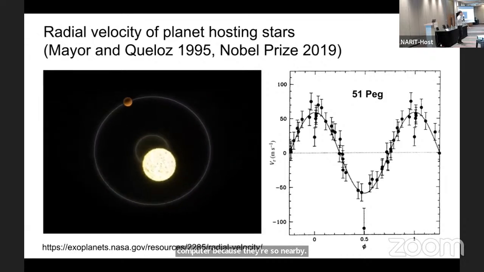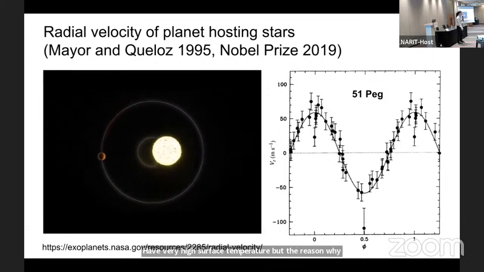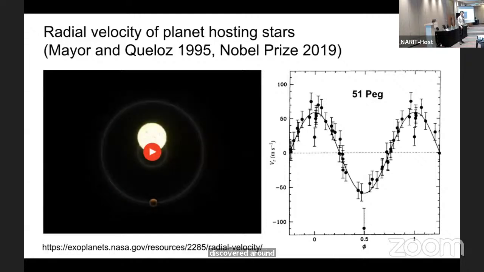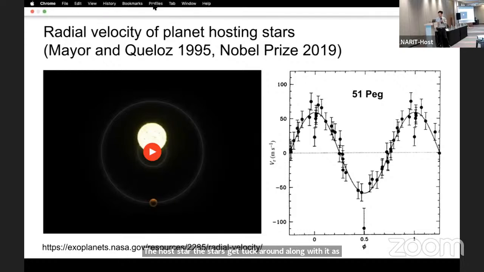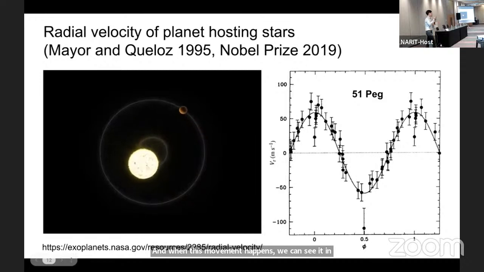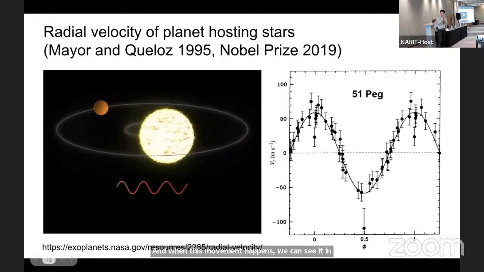The reason why this is the first type of planet to get discovered around other stars other than the sun is because they're so massive and so nearby. When they orbit around the host star, the star gets tugged around along with it as well, as this animation shows. And when this movement happens, you can see it in spectroscopy. The lines get shifted, blueshifted and redshifted.